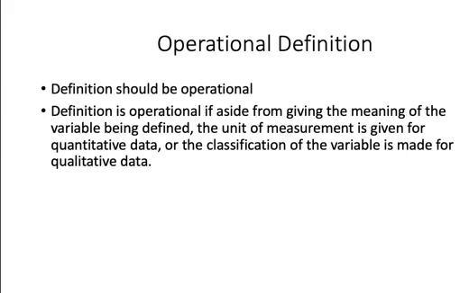And when you define a variable, the definition should be operational. And the definition is operational if, aside from giving the meaning of the variable being defined, the unit of measurement is given if data are quantitative. Now, you also give the classification or the category of that variable if that variable is qualitative. So for qualitative data, you categorize or you classify that variable.